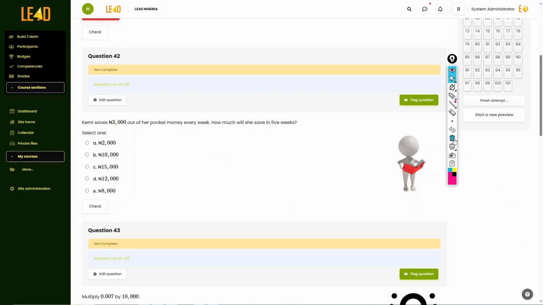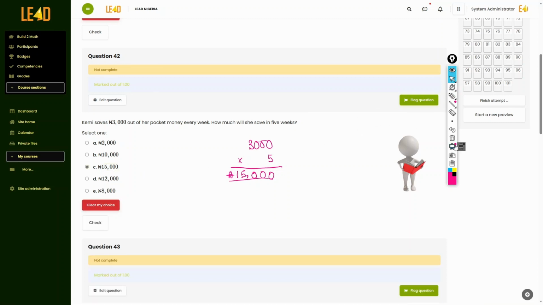Kemi saves 3,000 out of her pocket money every week. How much will she save in 5 weeks? Okay, this question is not supposed to be here, but we'll just solve it. In 5 weeks, it's going to be 3,000 times 5. 5 times 0 is 0, 5 times 0 is 0, 5 times 0 is 0, 5 times 3 is 15. So Kemi would have saved 15,000 naira in 5 weeks. Kemi is rich.